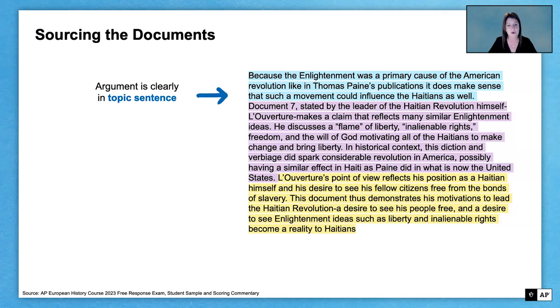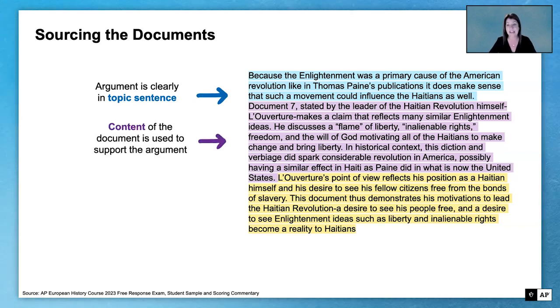This is really important for making sure you're doing the tasks on the DBQ and just being good writers. In the blue, you can see that this sample has shown the argument that the student is making, followed by, again, the content of the document used there. And then moving on, and I'm going to go ahead and read it to you, the point of view reflects his position as a Haitian himself and his desire to see his fellow citizens free from the bonds of slavery. This document thus demonstrates his motivations to lead the Haitian Revolution, a desire to see his people free, and a desire to see Enlightenment ideas such as liberty and inalienable rights become a reality to Haitians.